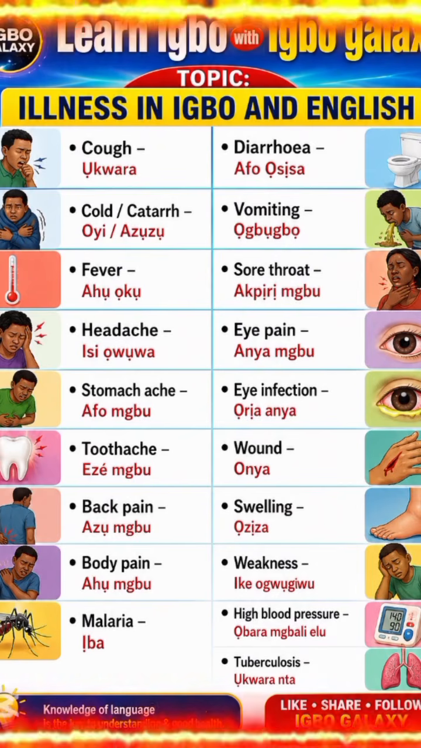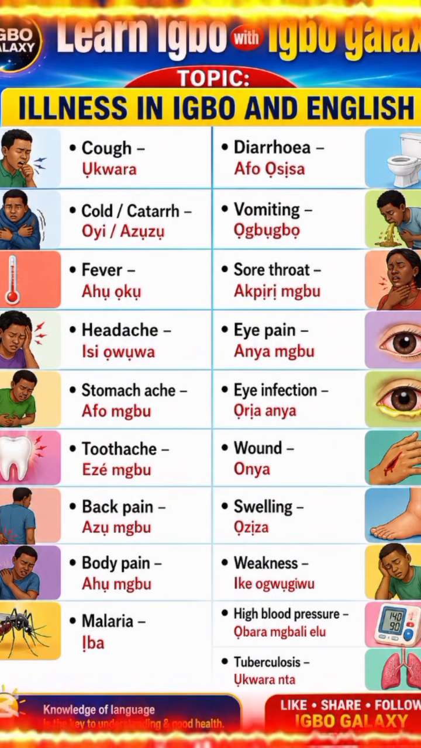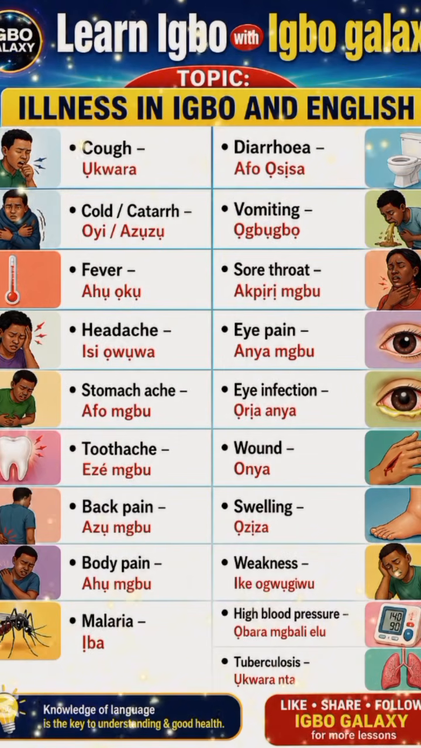Remember, anything that has to do with pain in Igbo is called mgbu. So let's say I have pain in the hand, I can just simply say aka mgbu and so on.